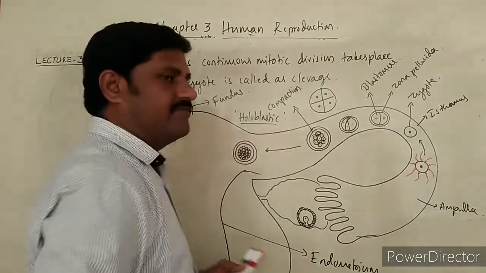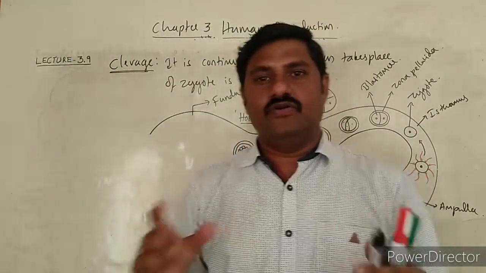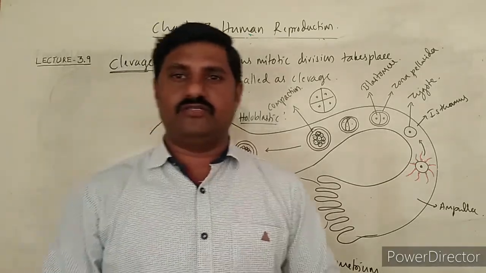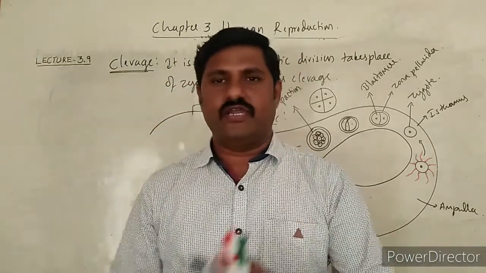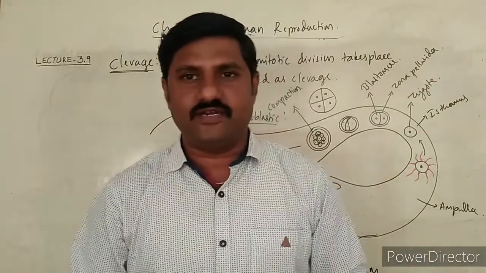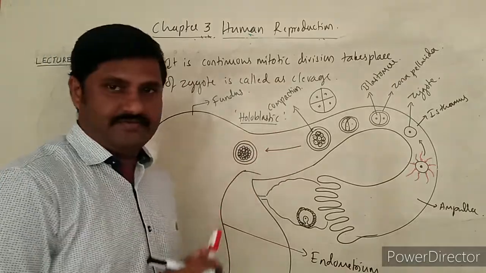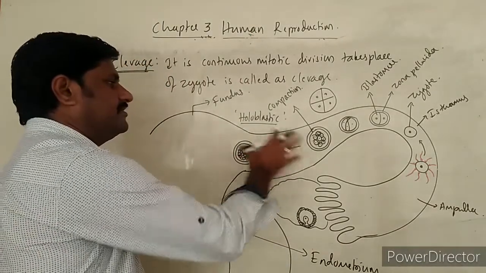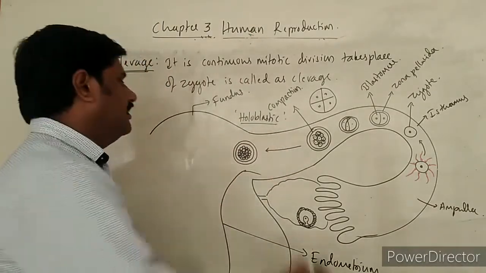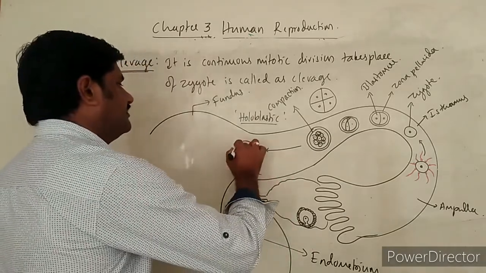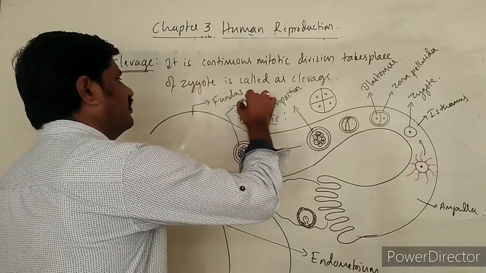Cleavage. This kind of cleavage itself is called holoblastic cleavage. There are different types of cleavages that we come across in lower organisms, higher organisms, etc. But here holoblastic cleavage is occurring. The 8 to 16 cell stage itself, or 16 to 32 cell stage itself, is called what? It is called morula.